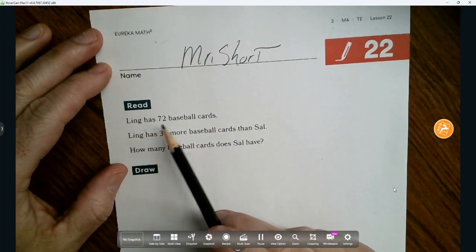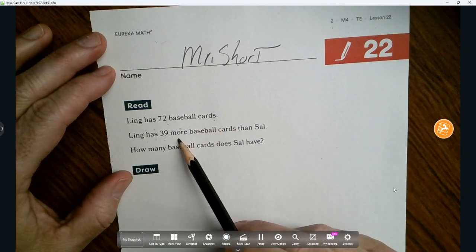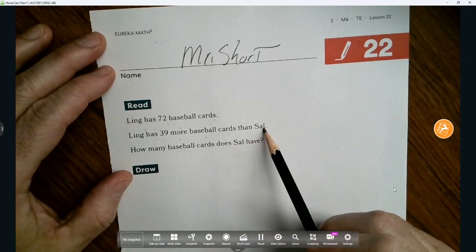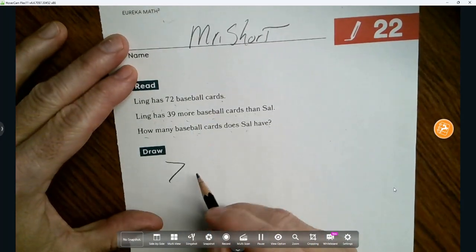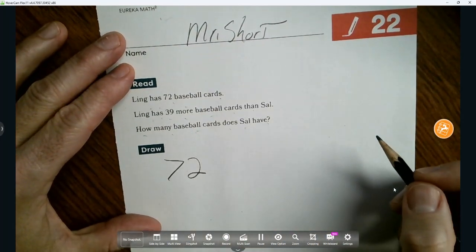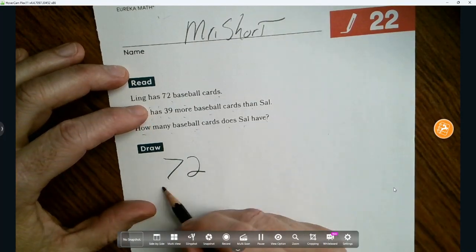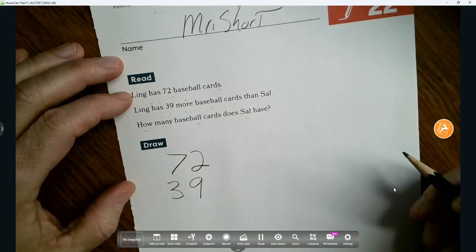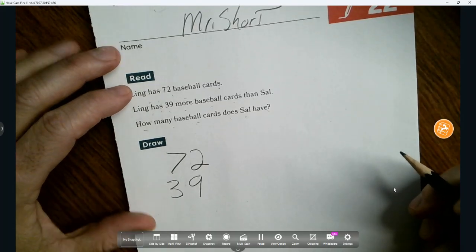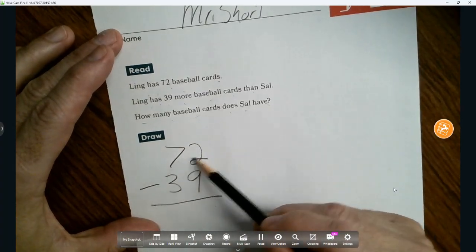Let's look at this. Ling has 72 baseball cards. Ling has 39 more baseball cards than Sal. How many baseball cards does Sal have? Well, Ling has 72 cards, which is 39 more than Sal. How many cards does Sal have? Well, he has more than. So whenever you hear more than, it means we're doing this, right? So we have 72 minus 39.